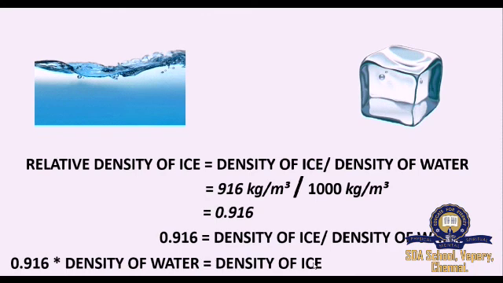So what is the purpose of finding the relative density? It helps us to compare the density of one substance with the density of another substance. Here we compare the density of ice with the density of water. We say that the density of ice is 0.916 times the density of water.